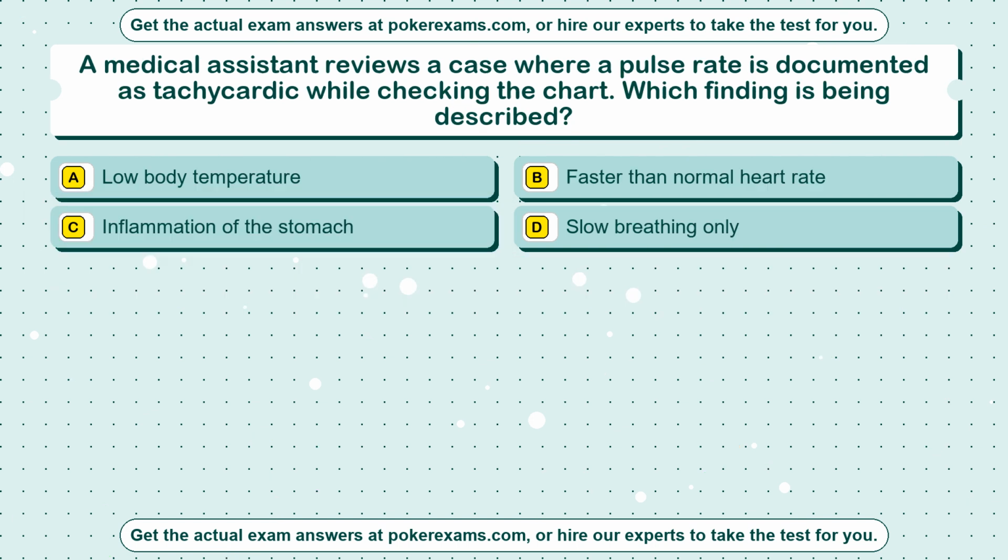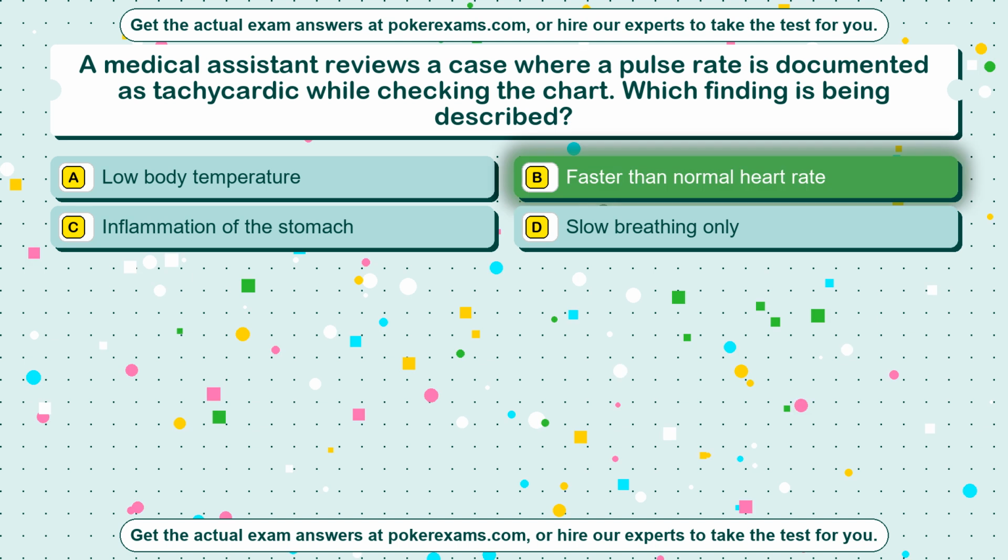Question 53. A medical assistant reviews a case where a pulse rate is documented as tachycardic while checking the chart. Which finding is being described? Option A. Low body temperature. Option B. Faster than normal heart rate. Option C. Inflammation of the stomach. Option D. Slow breathing only. The correct answer is option B.